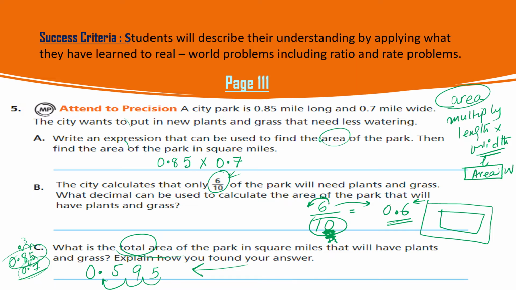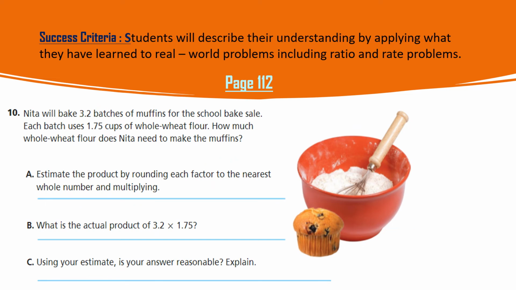Now write in your own way how you multiply the digits and how you put the decimals. So Neeta will bake 3.2 batches of muffins for the school bake, and each batch uses 1.75 cups. It means for one batch 1.75, right? For the two batches you add 1.75, for the three batches again 1.75, and so on. So you will not keep adding and adding. Better to multiply the batches with the number of cups to get the total wheat flour that is needed by Neeta.